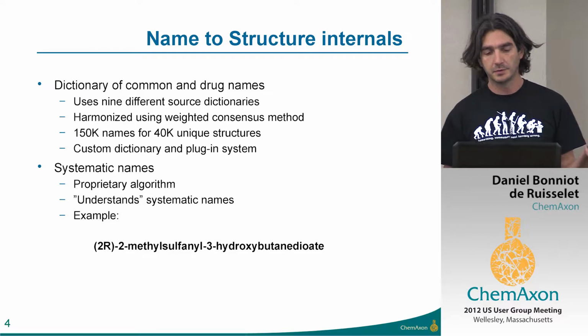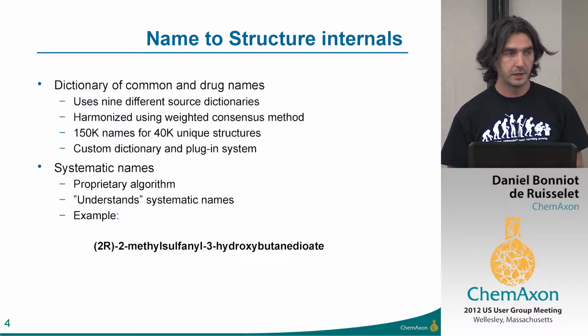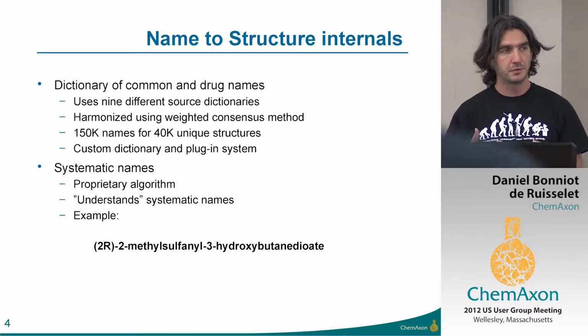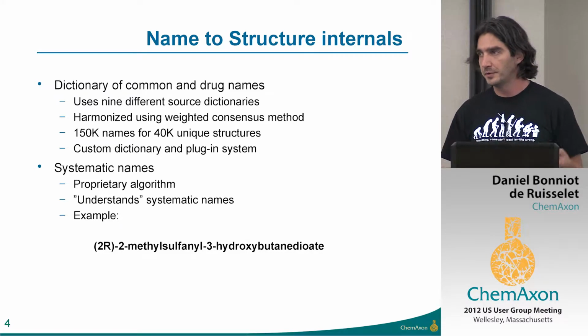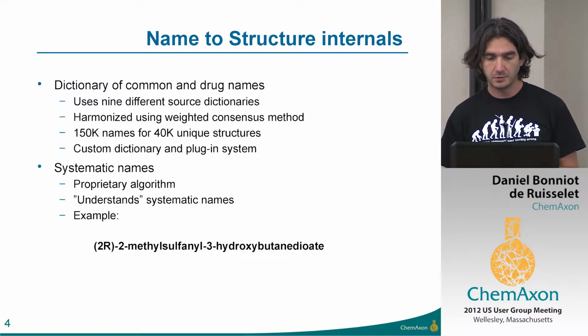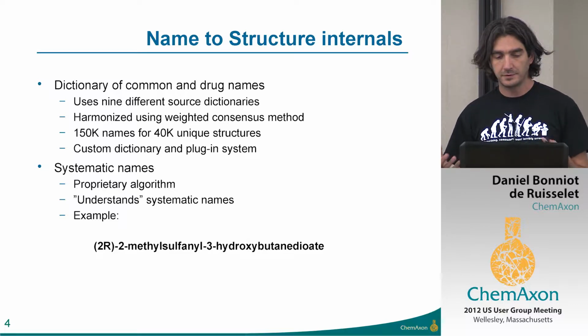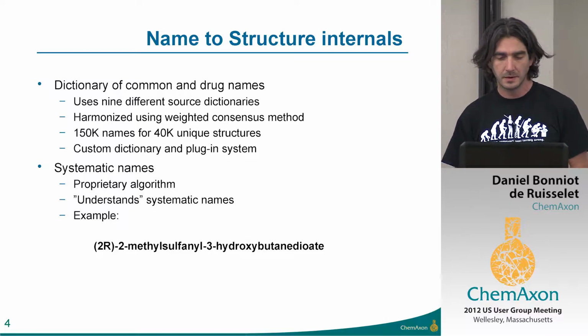So basically there are two things. We have a dictionary of common and drug names, and this is built automatically from nine different sources. Obviously, when you have different sources that might have overlapping information, you have the problem of harmonizing the information. So we have developed automated solutions for that, which use a weighted consensus method. The result of this process is a dictionary of about 150,000 names that account for 50,000 unique structures. Obviously there are some synonyms in there.